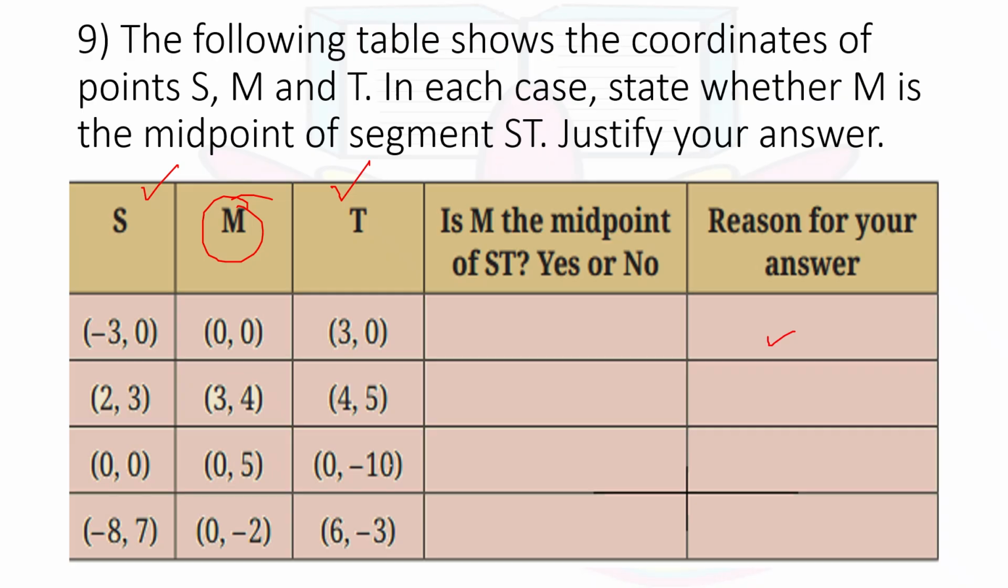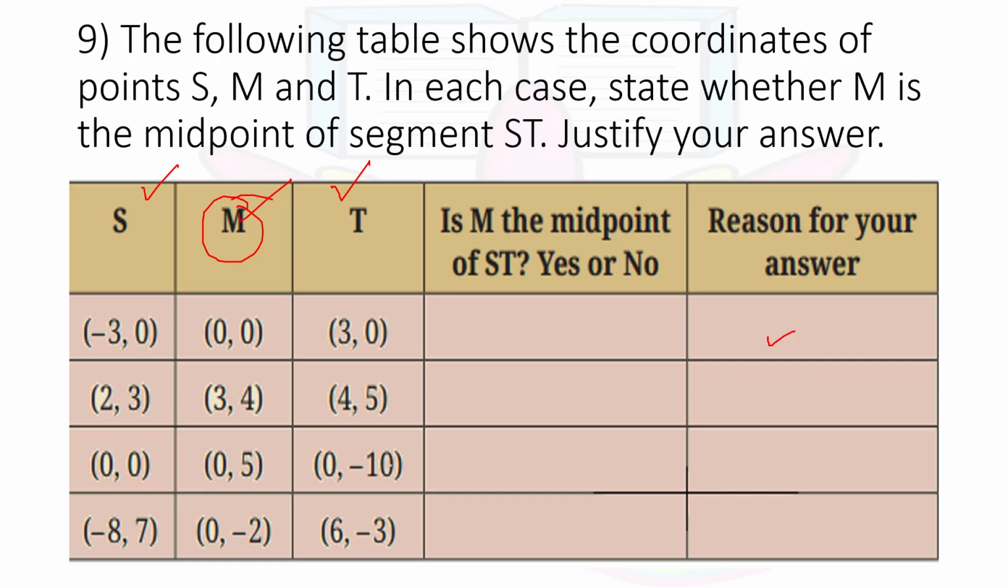Actually, the reason is what? If it is a midpoint, then it is the average of the x coordinates, so it is a midpoint. Even the y coordinate average is there. So that's the reason it's a midpoint. If the average is not coming, then I can say it's not a midpoint, right? So that is what you can give as a reason: it is not exactly at the midpoint of the line segment. So as of now, we will check whether M is a midpoint or not.